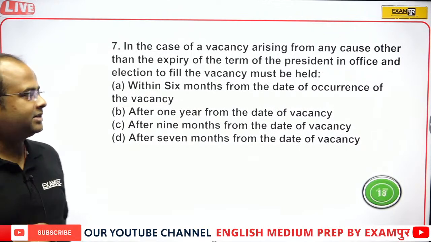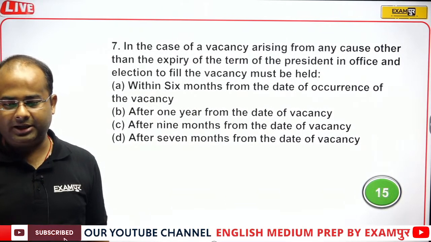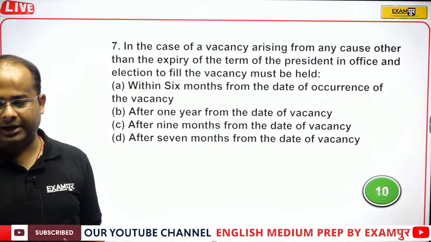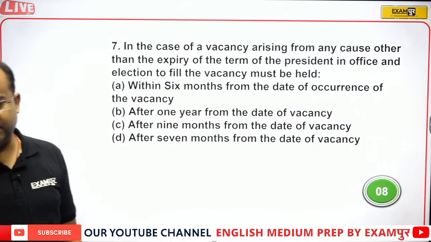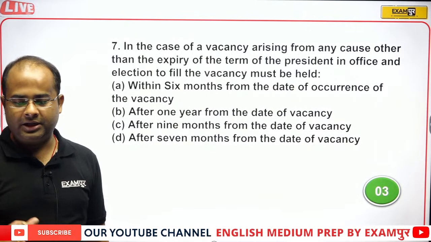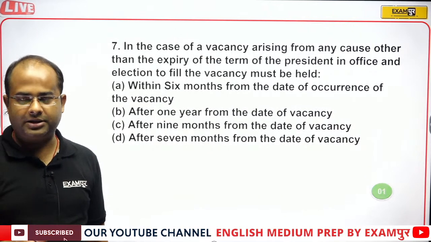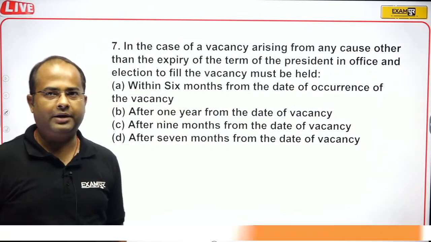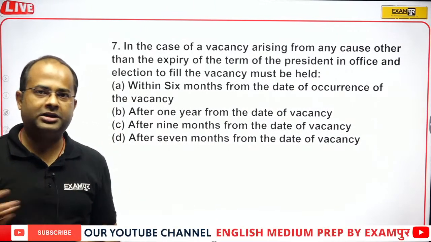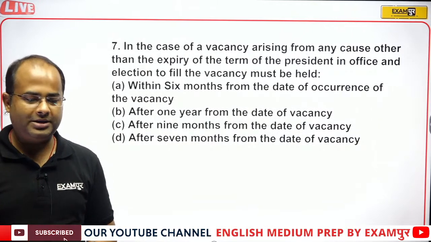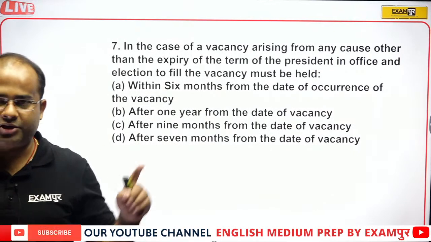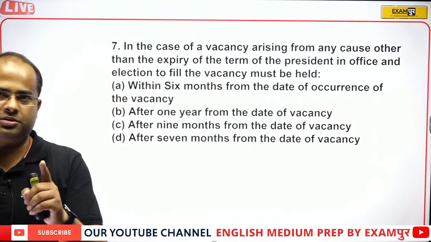In case of a vacancy arising from any cause other than expiry of the term of the president in office, the election to fill the vacancy must be held within 6 months from the date of occurrence of the vacancy, after 1 year from the date of vacancy, after 9 months from the date of vacancy, or after 7 months from the date of vacancy. So if any type of vacancy arises in the office of the president other than expiry of the term, within how much time does the Election Commission of India have to fill the vacancy? That is the question. Please read the question and options carefully before answering.